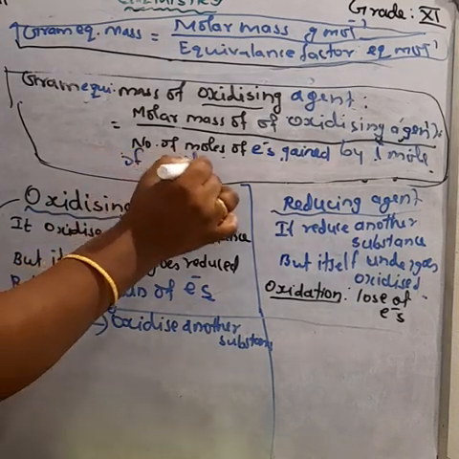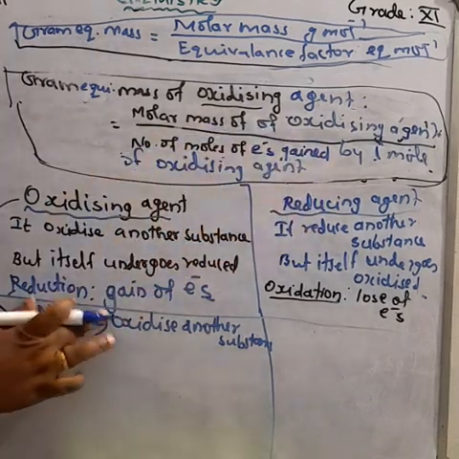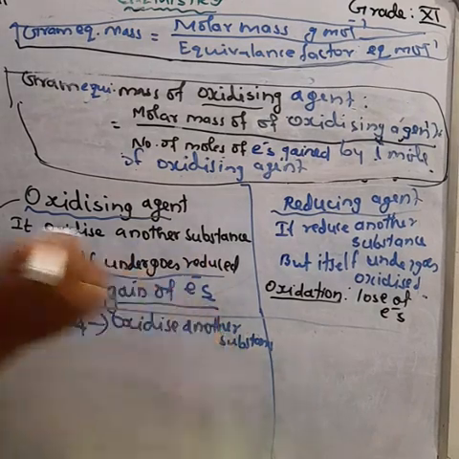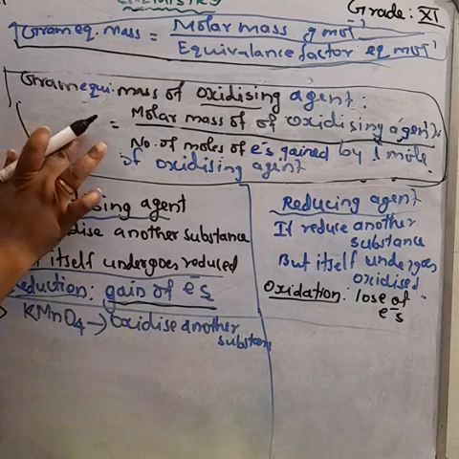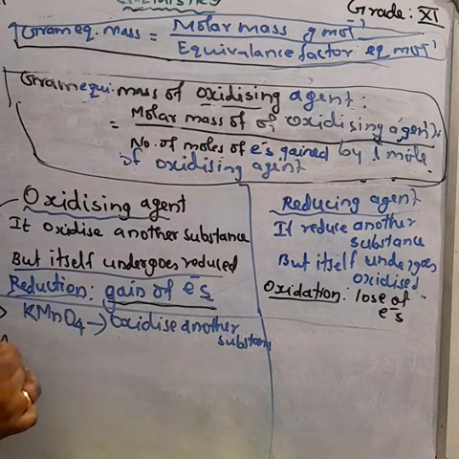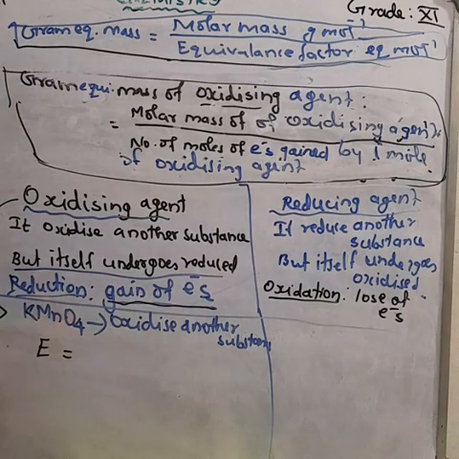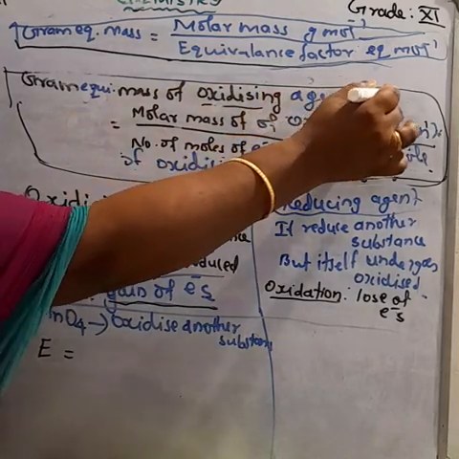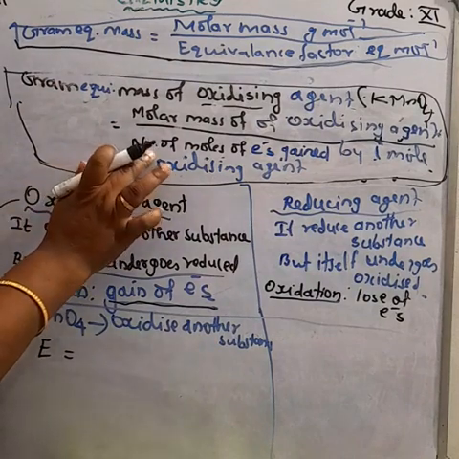So what do you mean by oxidizing agent? It can oxidize another substance and itself undergoes reduction. What do you mean by reduction? Reduction means gain of electron. Understand? So how do we calculate the gram equivalent mass of potassium permanganate? KMnO4 is an oxidizing agent. What is the formula? The molar mass of the oxidizing agent divided by the equivalence factor.